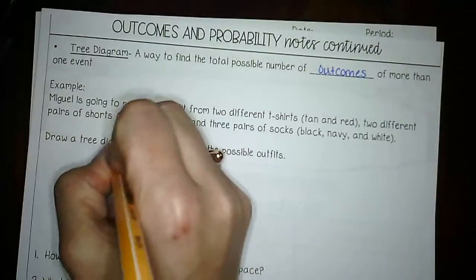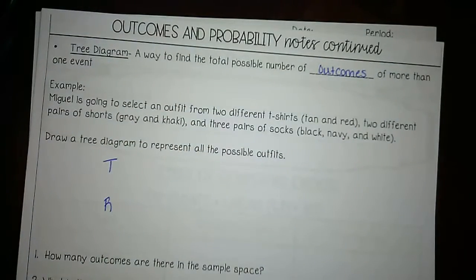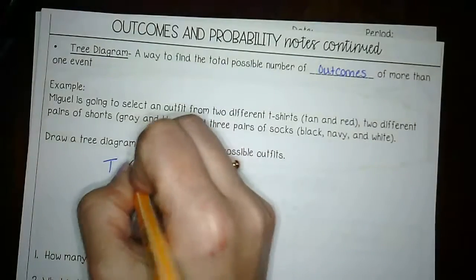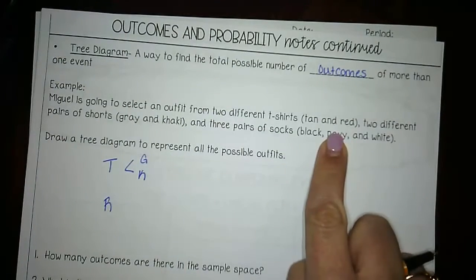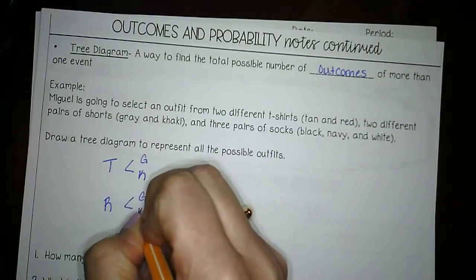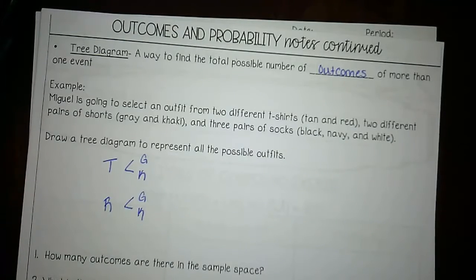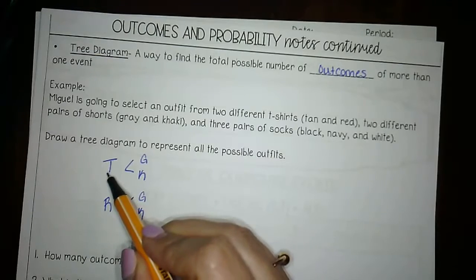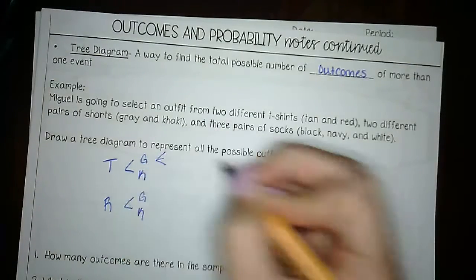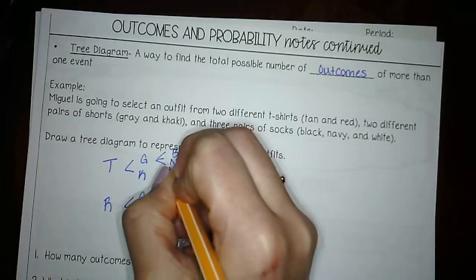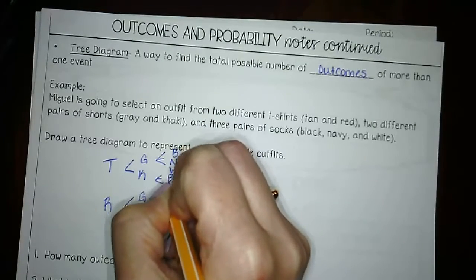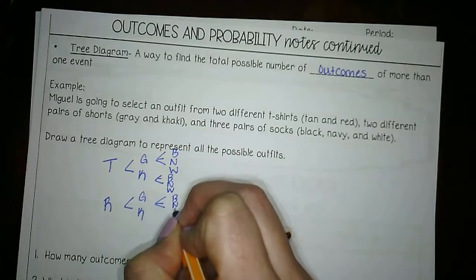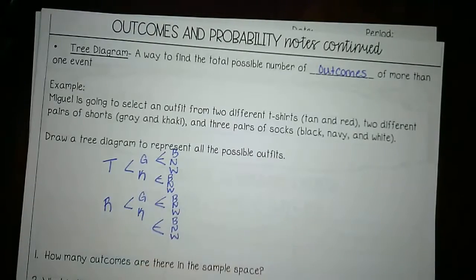So we could have a tan or red shirt. Okay, but now if I pick a tan shirt, I can now choose gray or khaki pants. Or if I chose the red shirt, I could also have gray or khaki pants. So no matter what shirt I choose, I now have 2 options of shorts. Same thing happens here. I could have a tan shirt, gray shorts, and I have 3 options of socks: black, navy, or white. Same thing here. I could have black, navy, or white. So for all of these, I could have any scenario. So I could have a red shirt, gray pants, and white socks. I could have a tan shirt, khaki pants, and a black pair of socks.